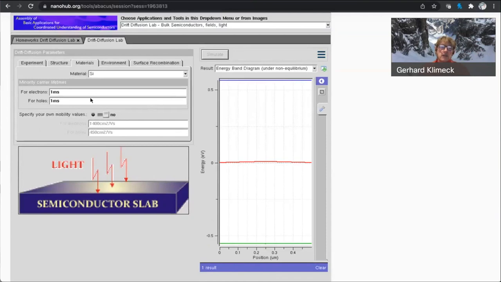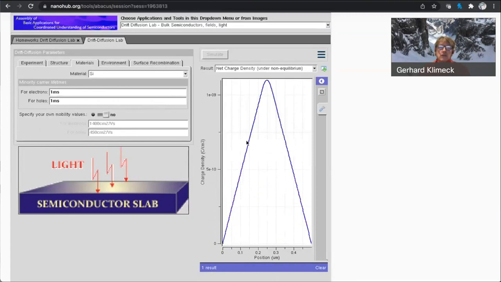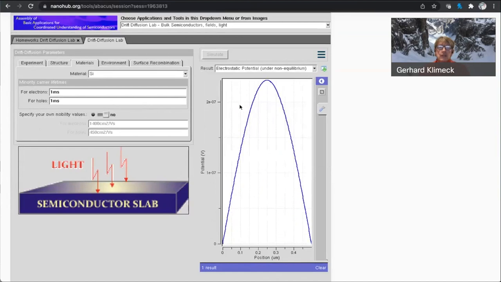So here I've modified the quasi-Fermi level. Again, here is the excess carrier density. Here is the net charge density. So I have extra charge available. And my electrostatic potential is only slightly modified. That's why the electrostatic potential looks almost flat. The correction here is in the order of 0.2 microelectron volts. So very small, which also makes sense.